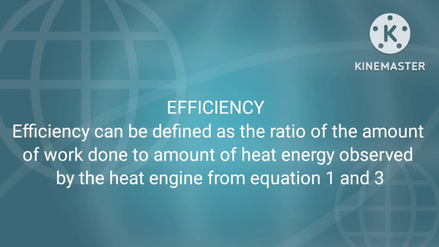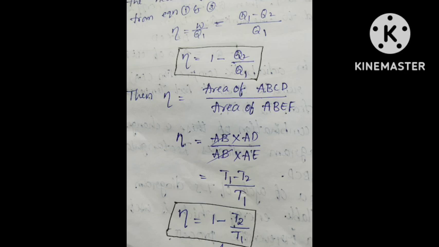Efficiency can be defined as the ratio of the amount of work done to the amount of heat energy absorbed by the heat engine. From equations 1 and 3, efficiency is equal to W by Q1 equal to Q1 minus Q2 by Q1, that is 1 minus Q2 by Q1. Then efficiency is equal to area of ABCD by area of ABEF.